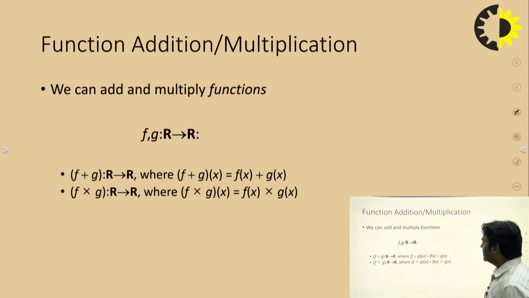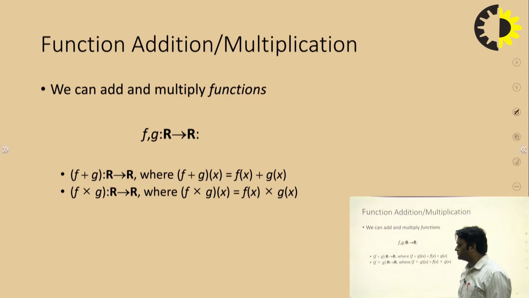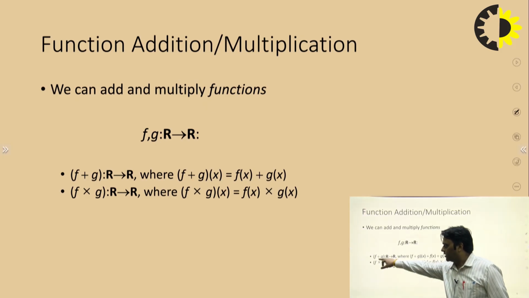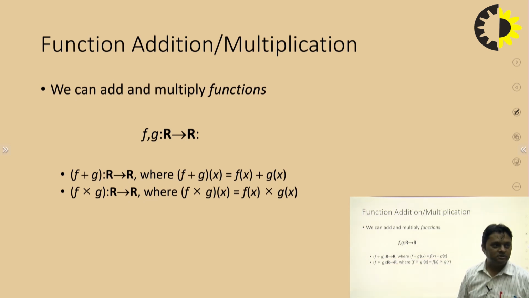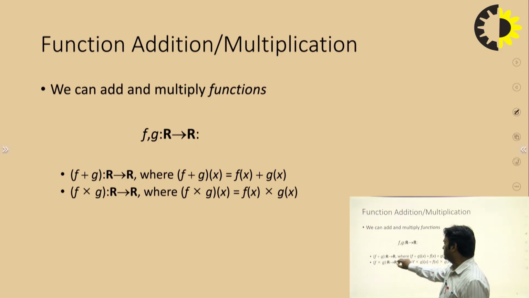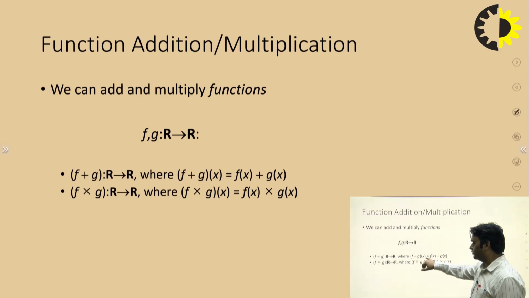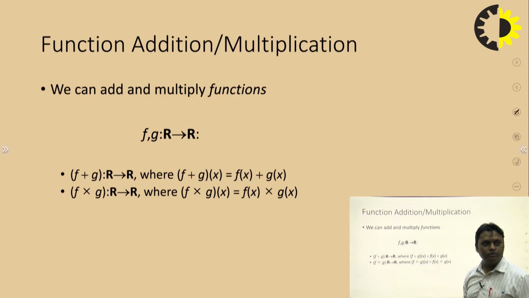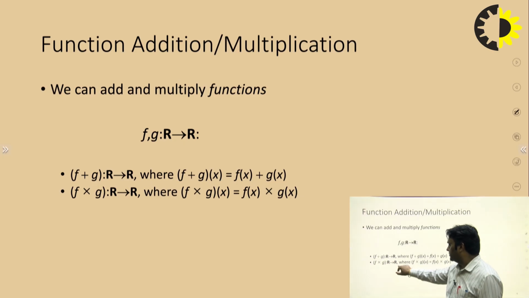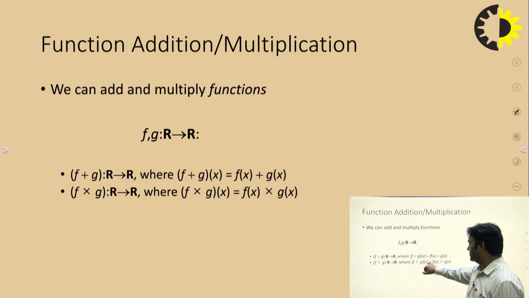We can add and multiply functions. For f plus g, two functions are used, f and g, and we add the functions: (f plus g)(x) equals f(x) plus g(x). And for the multiplication of two functions, (f times g)(x) equals f(x) times g(x).